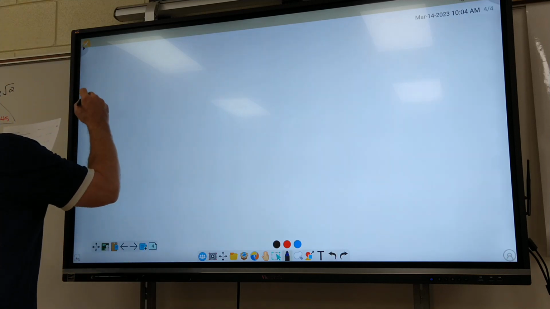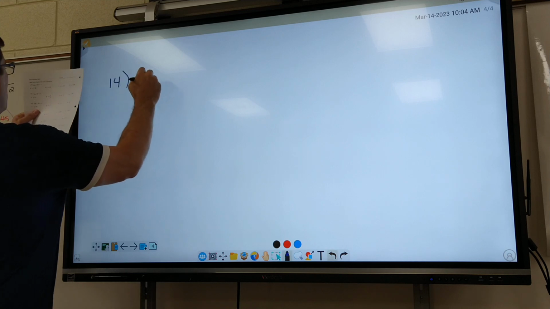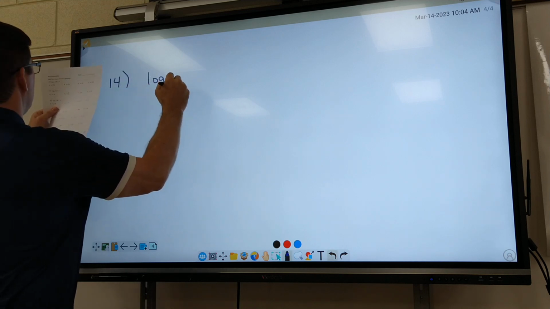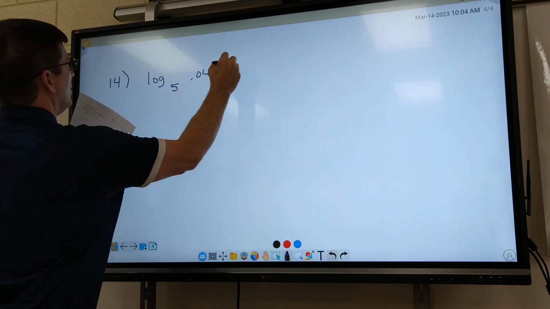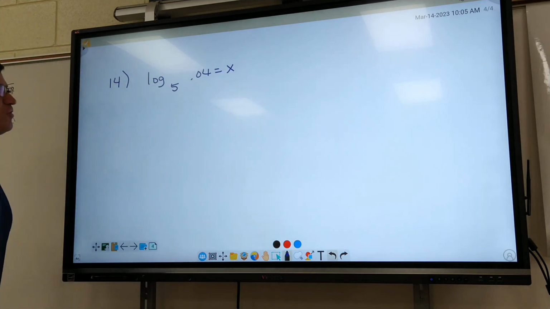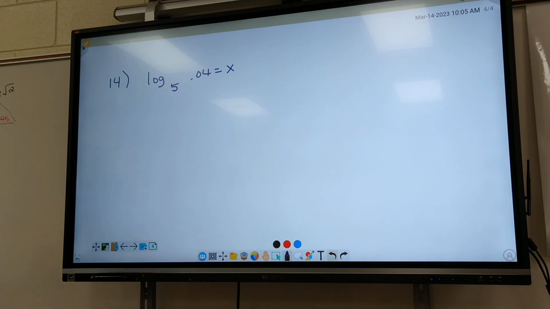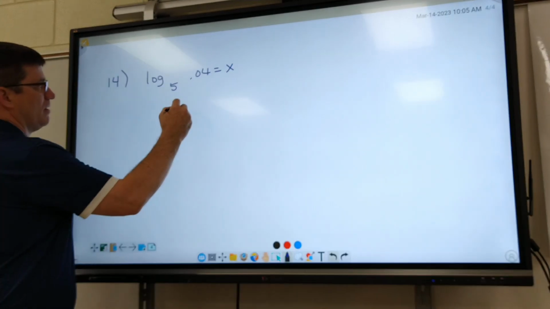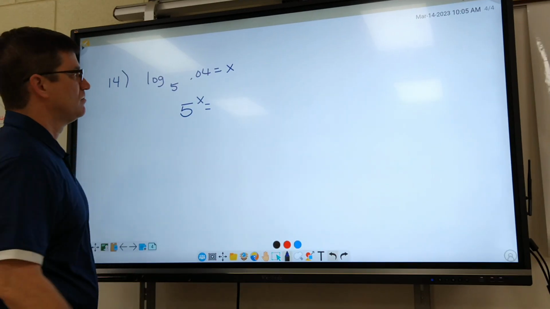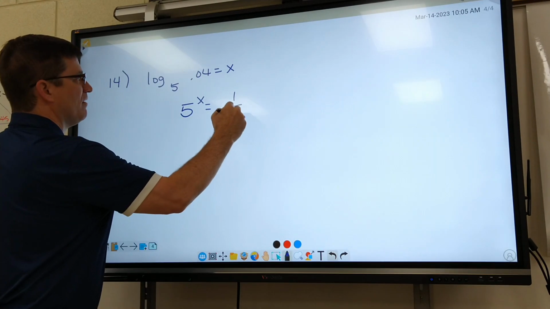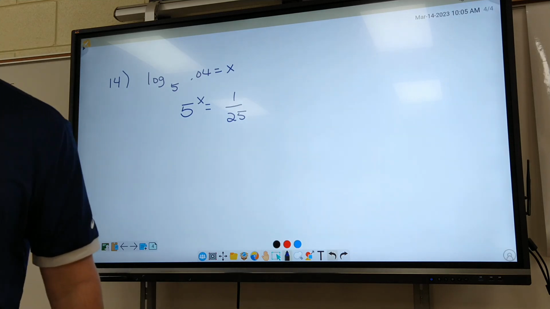Okay. 14. We got log base 5 of 0.04. All right, what's different about 14? It's got a decimal. So when you have one that's got a decimal, you'll probably have to change that decimal into a fraction. So go ahead and do that on your calculator. What's 0.04 turn into? 1 over 25. All right, write it down.